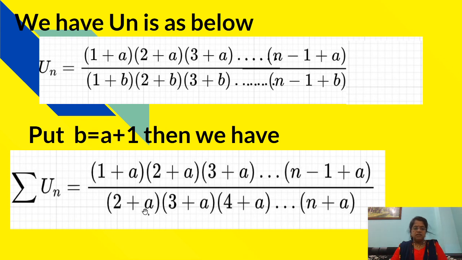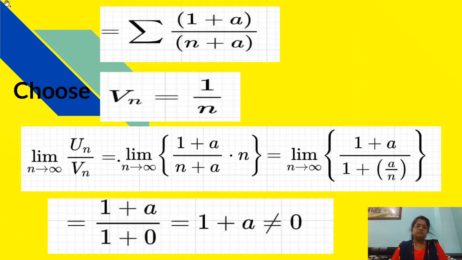And therefore here you can see that this 2 plus a into 3 plus a dot dot up to n minus 1 plus a, that will be the previous term in the denominator here before this n plus a, that part will get cancelled, and in the numerator there will remain 1 plus a, in the denominator there will remain n plus a, and therefore that will be equal to summation 1 plus a divided by n plus a. Now we will choose Vn as 1 upon n.